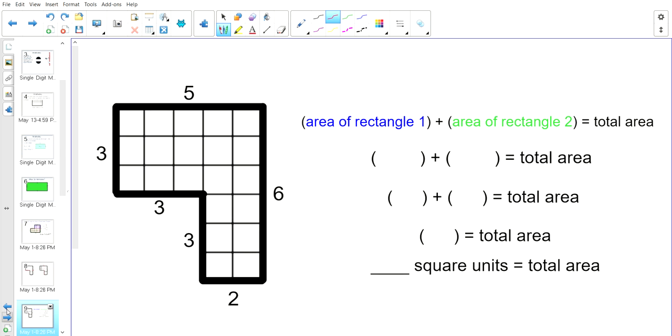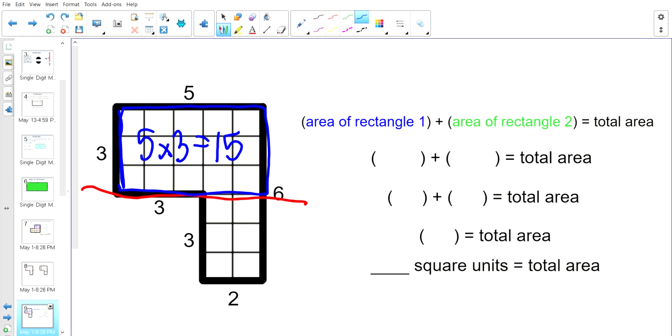Here's that same shape. We'll go ahead and split it horizontally with a larger rectangle on top and a smaller rectangle on the bottom to find the area of this shape. Let's call the top rectangle, rectangle 1. Rectangle 1 is 5 units wide and 3 units long, so we call it a 5 by 3. I find the area of this rectangle by multiplying the length times width. 5 times 3 equals 15, so the area of this top rectangle is 15 square units.